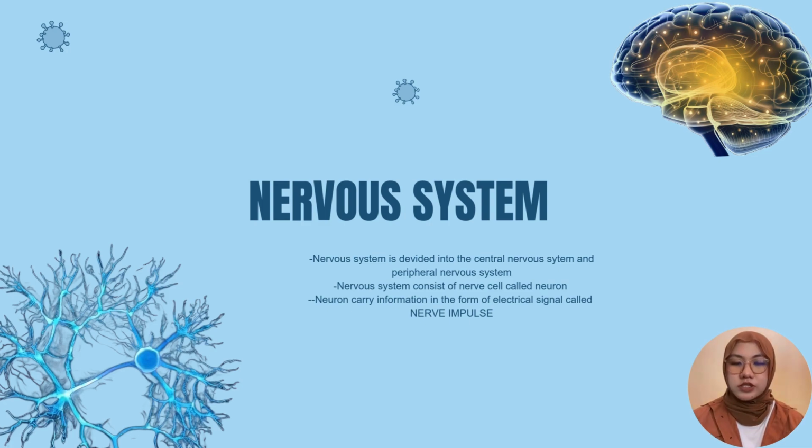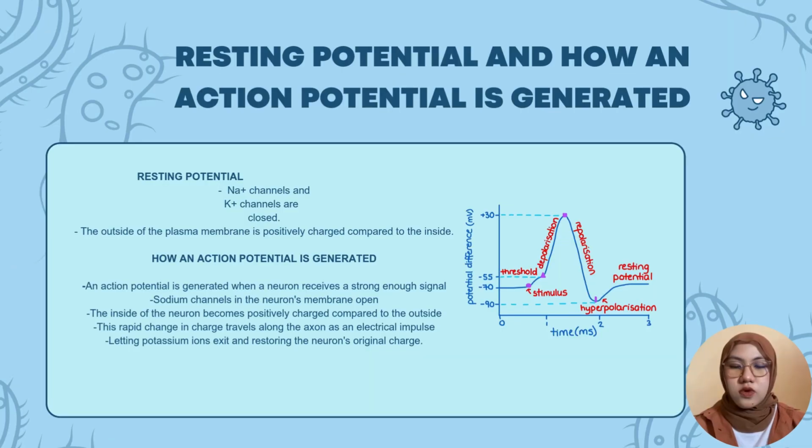I'm from DEU30023. Today, I'm with my team members, HURIN and HAFIZAH, and we will present case study 2, anatomy and physiology. So, for the first point of the nervous system is resting potential and how an action potential is generated.